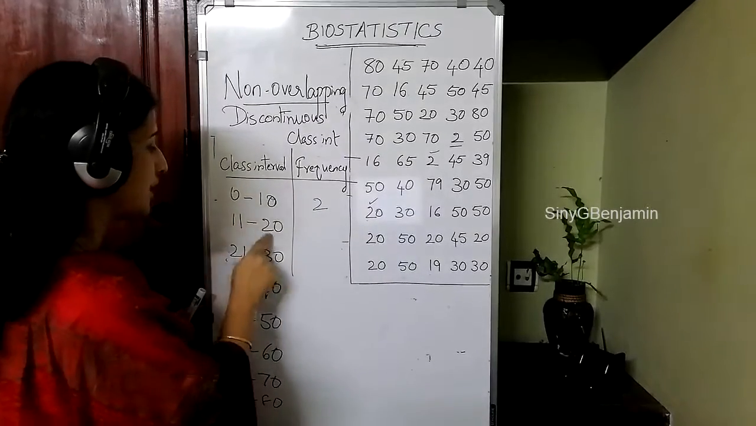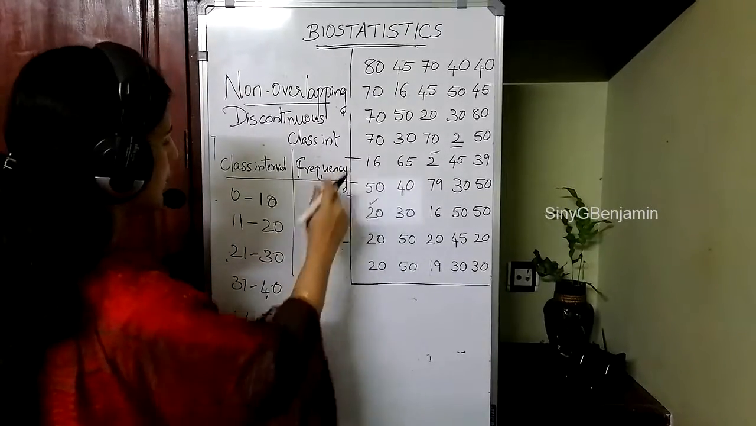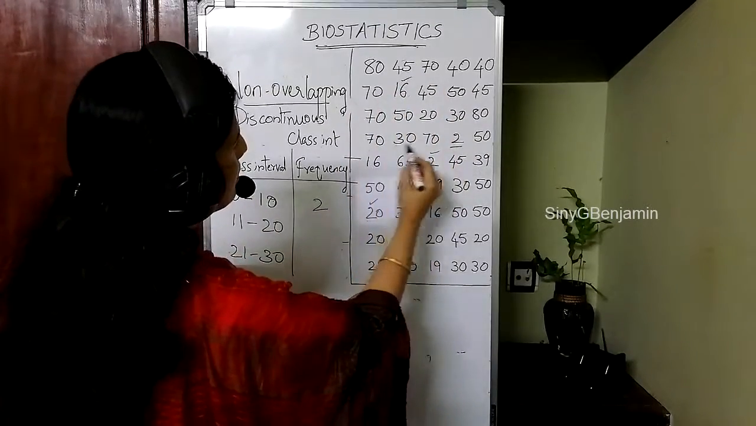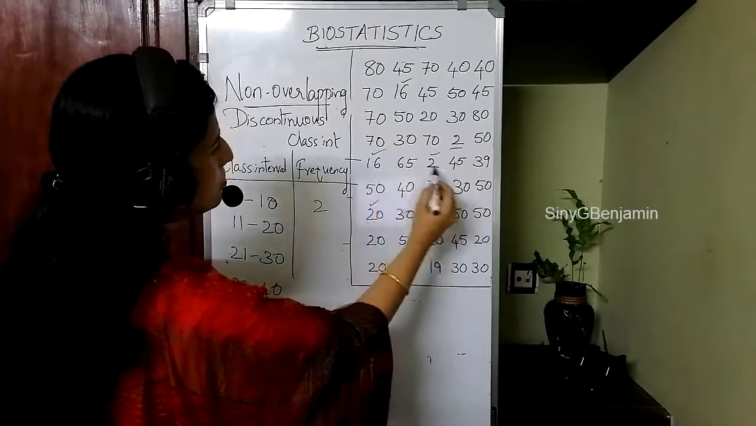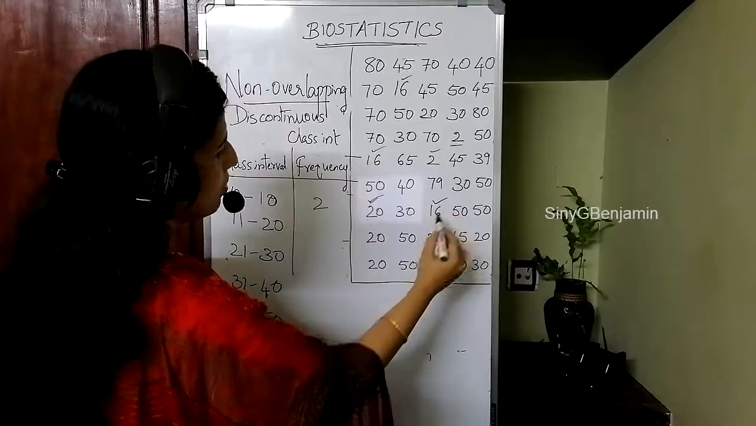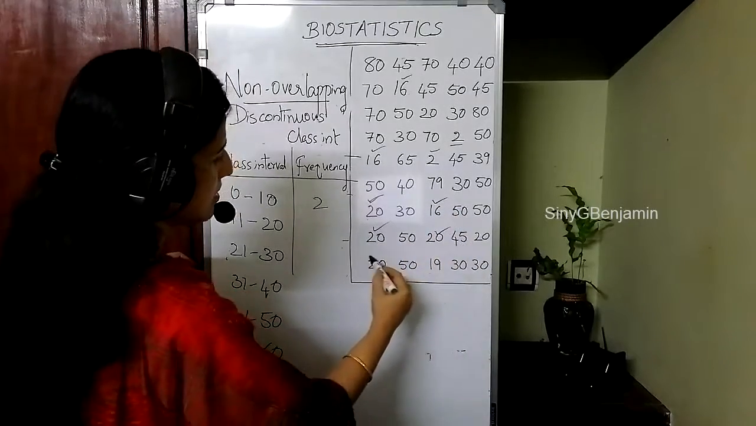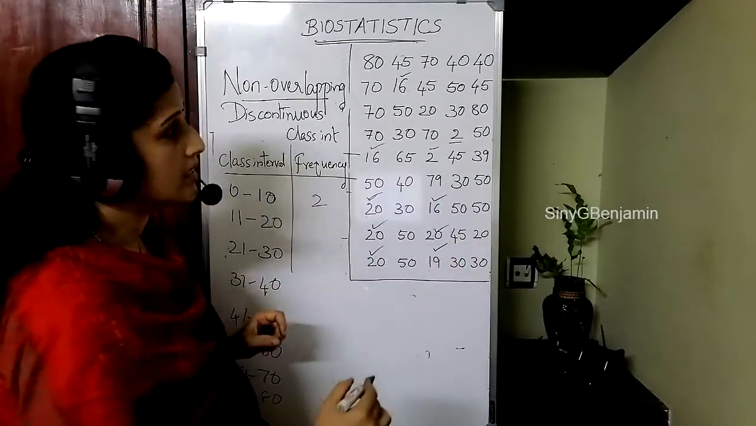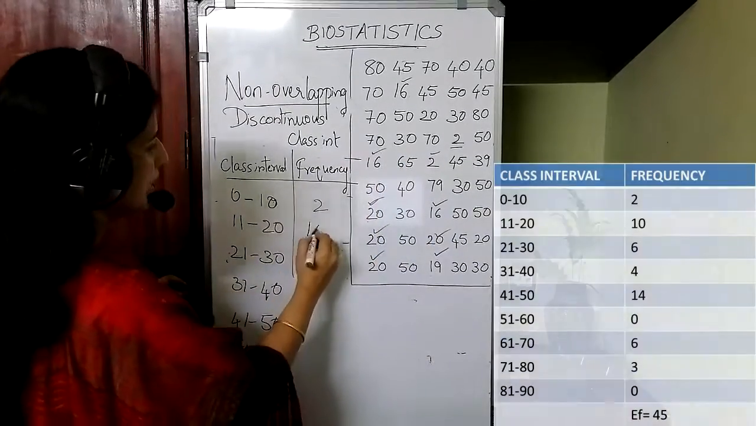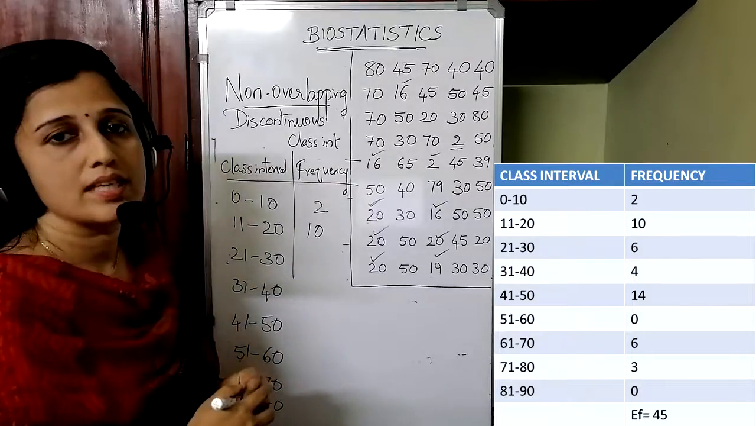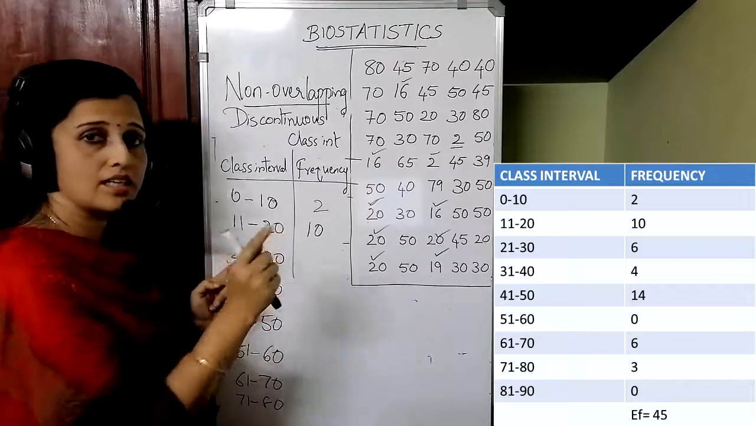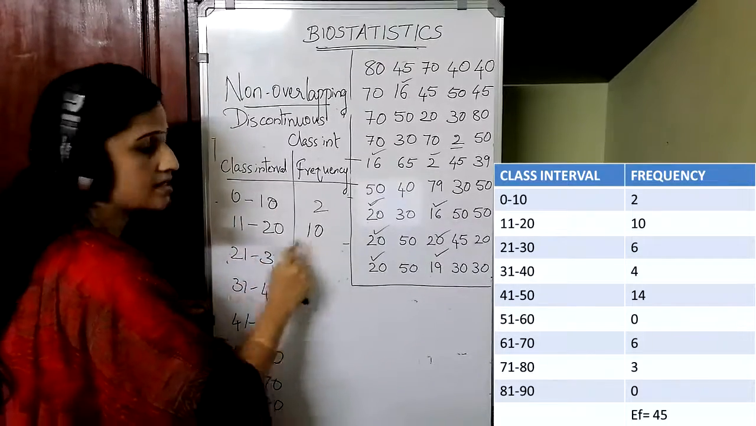In this class interval 11 to 20, the total number are 1, then 2, 3, 4, 5, 6, 7, 8, 9 and 10. 11 to 20, 10. The frequency is 10 because here the value 20 is taken into consideration at this class interval.